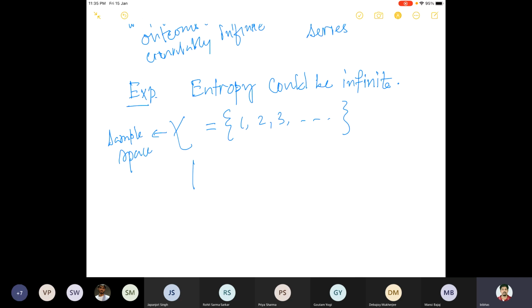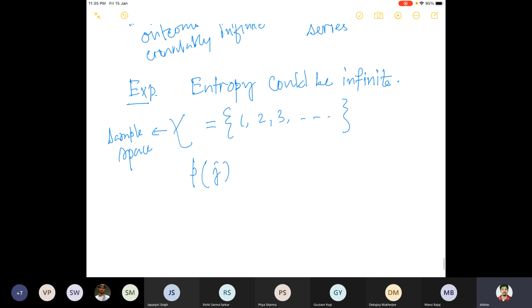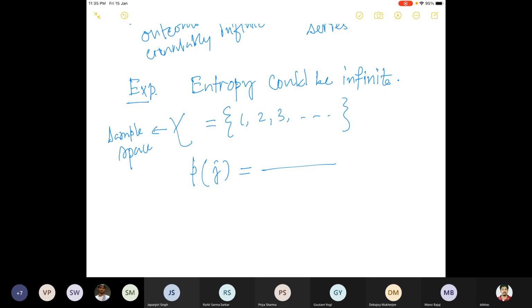Now let me define a probability. That probability of j is equal to, let's say, something like this: j plus 1, log of 2, log j plus 1. But anyway, let's say it is like this, there is a square of this. So I'm manufacturing an example where it will be infinite, and let's say I have some constant c.